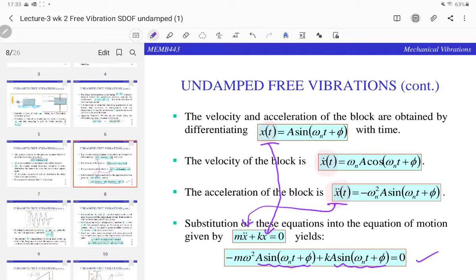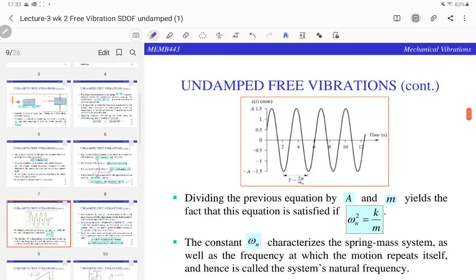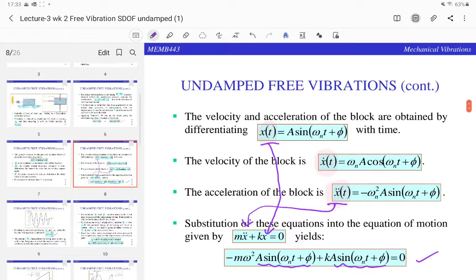You can actually cancel it out, and you will end up with omega n squared is equal to k over m.